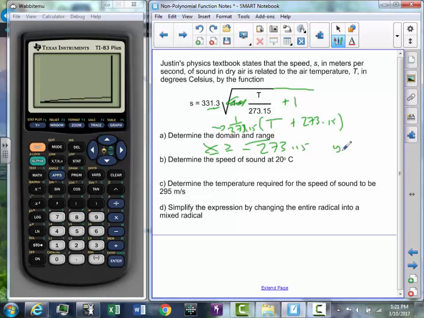Last thing, then we'll stop. Second last thing, then we'll stop. What's the range going to be? Y is greater than 0. Nice, yeah. Because that's where this point just started right here. Which makes sense. You can't have negative speed of sound.